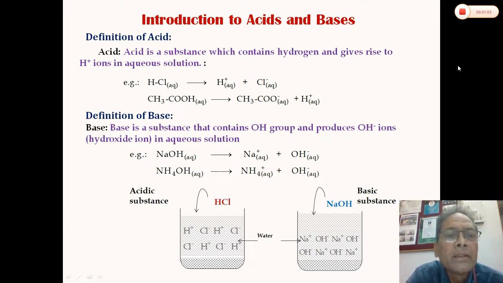A base is a substance that contains an OH group and produces OH- ions. The OH- ions are known as hydroxide ions. They are produced in aqueous medium. For example, the base NaOH will produce OH-. Similarly, the base NH4OH will produce OH- after ionization. So here in the diagram, we find that when HCl is dissolved in water, it produces H+ and Cl- ions. Similarly, NaOH produces Na+ and OH- ions.